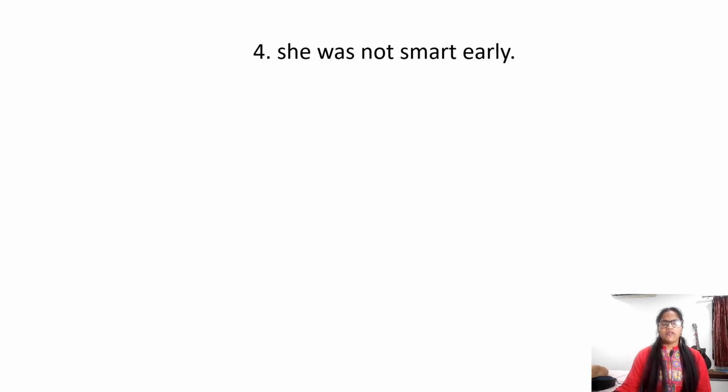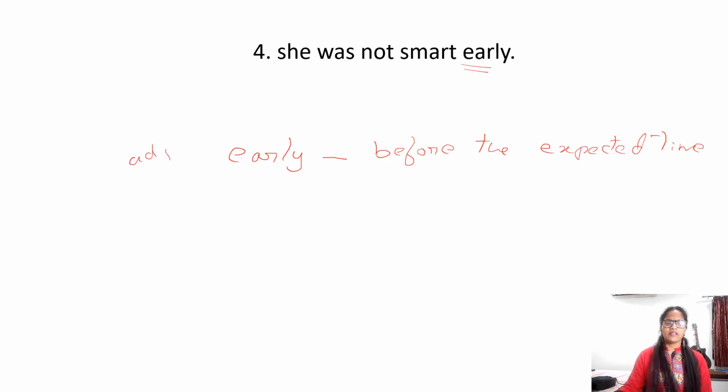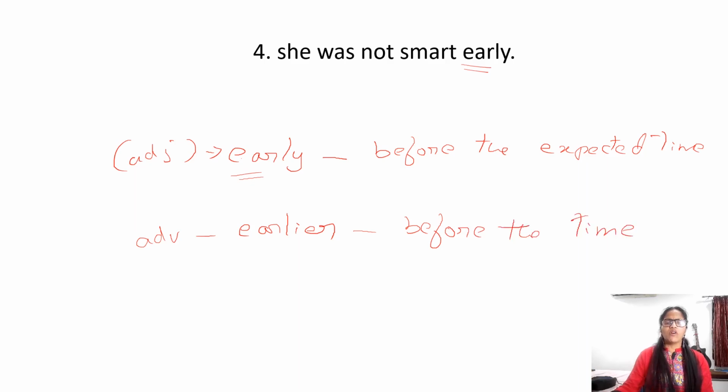Now can you try to find the error in this sentence? She was not smart early. Early means before the expected time. Early is an adjective. What is the adverb form of early? The adverb form of early is earlier. And what does it mean? Earlier means before the time. The sentence is: She was not smart earlier.